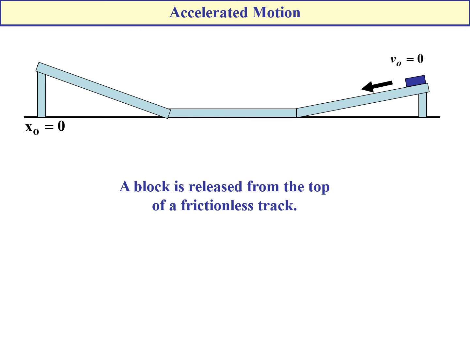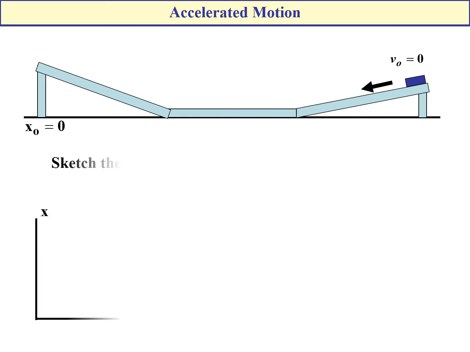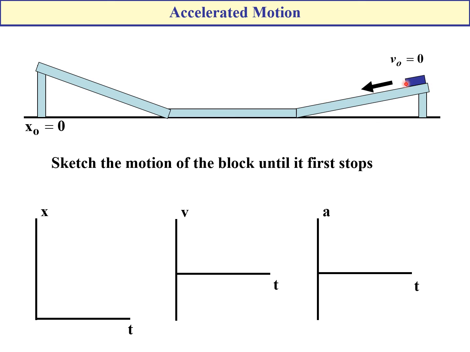So in this problem, we start with a block that is at the top of this ramp. As it's at the top of the ramp, we're going down a frictionless track. So with no friction, we have no outside net force, only gravity is going to be pulling it down. So we sketch the motion of a position versus time, velocity versus time, and acceleration versus time.